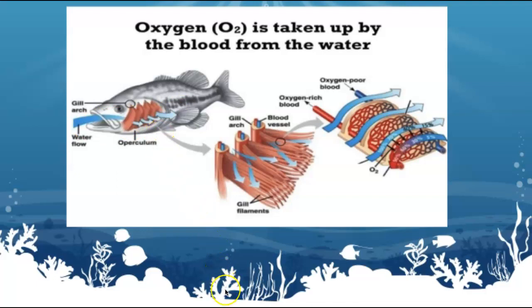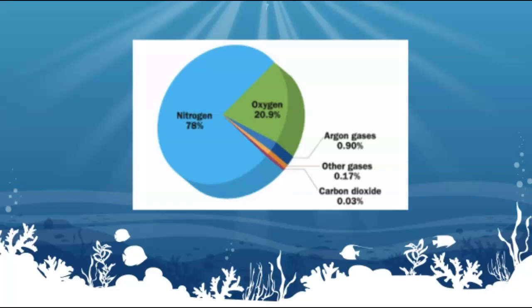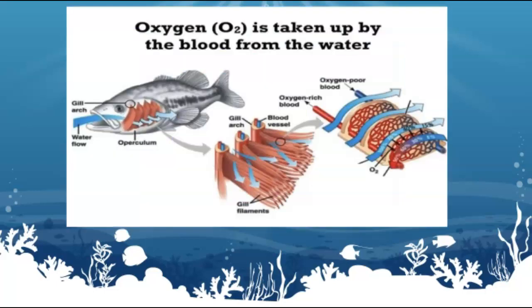Okay, and what happens is these gills basically act like your and my lungs. You know how we breathe in? And our lungs are able to take the oxygen out of the air because, as we just saw, air is mostly nitrogen. So our lungs are able to take that oxygen out of the air and put it into our bloodstream. Well, that's what a fish's gills do. They take the oxygen out of water and they put it into the fish's bloodstream. Okay, pretty cool.